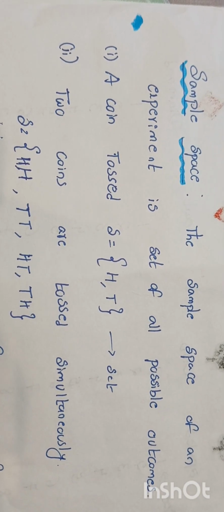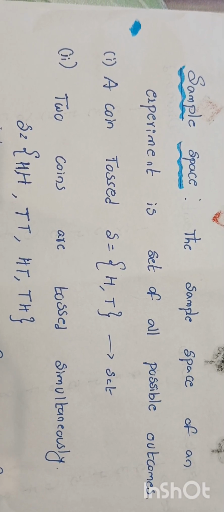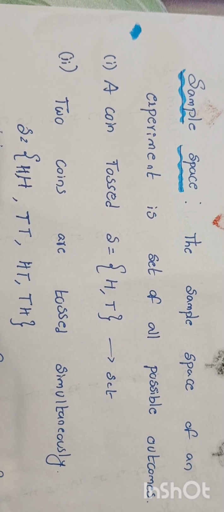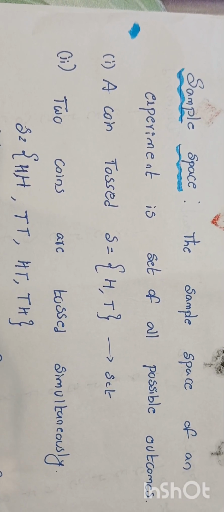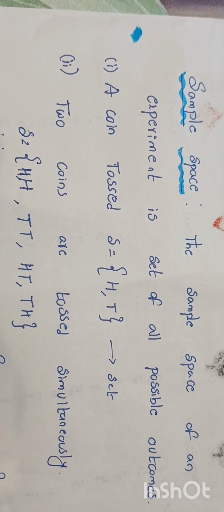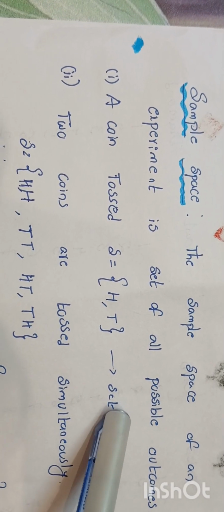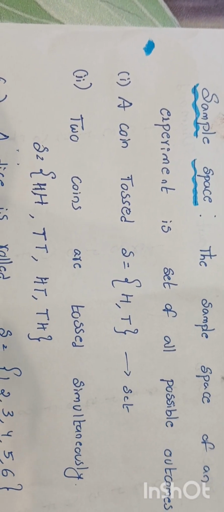Now coming to sample space. The sample space of an experiment is the set of all possible outcomes. If a coin is tossed, we have two outcomes. It may be head or tail. They are written like this: S is equal to {H, T}. This is a set. We have two outcomes.